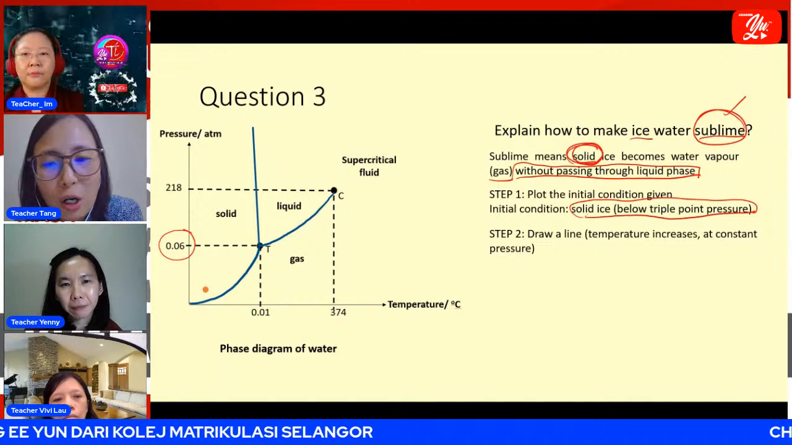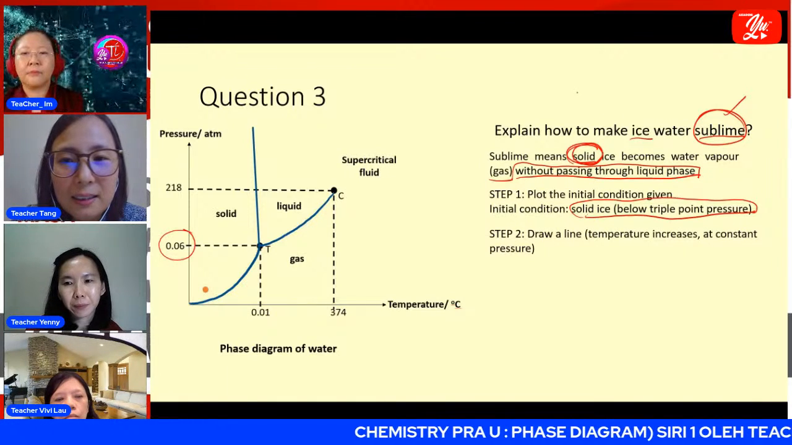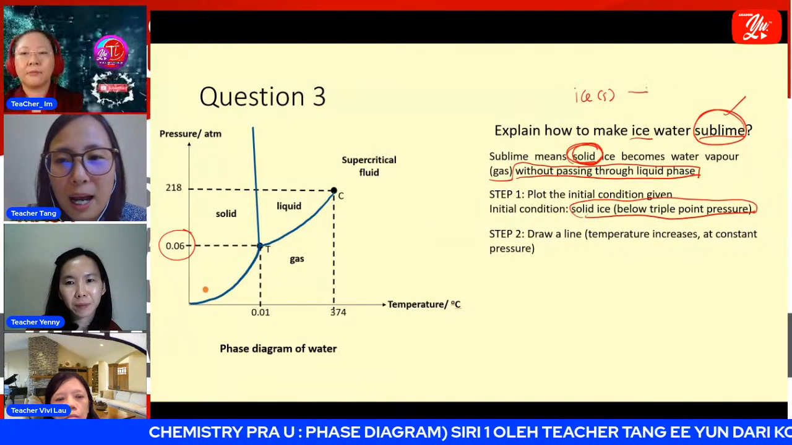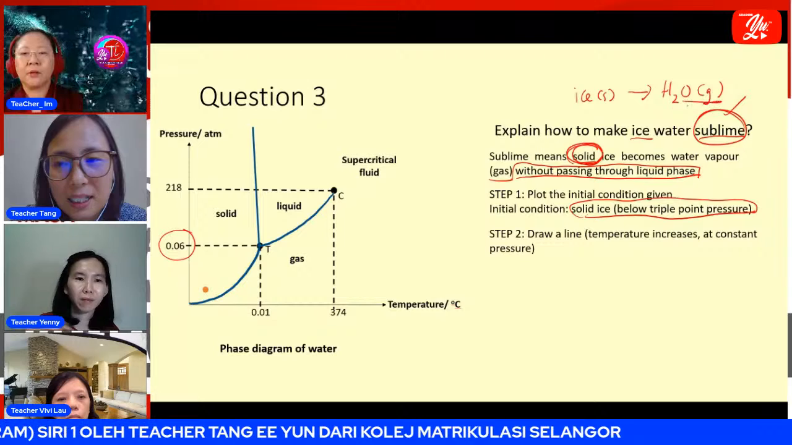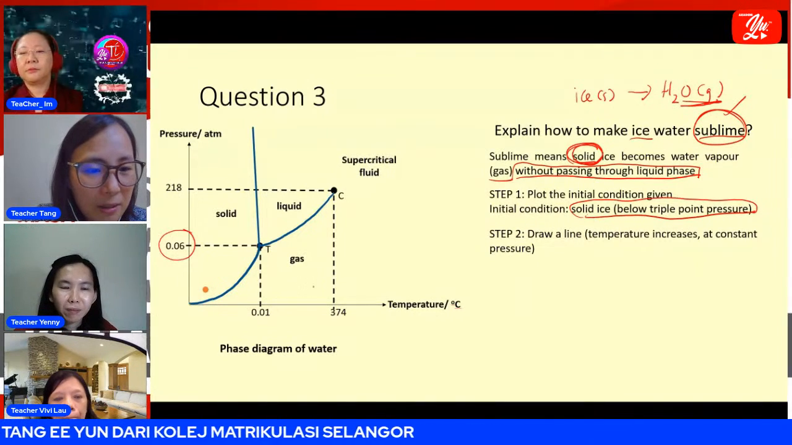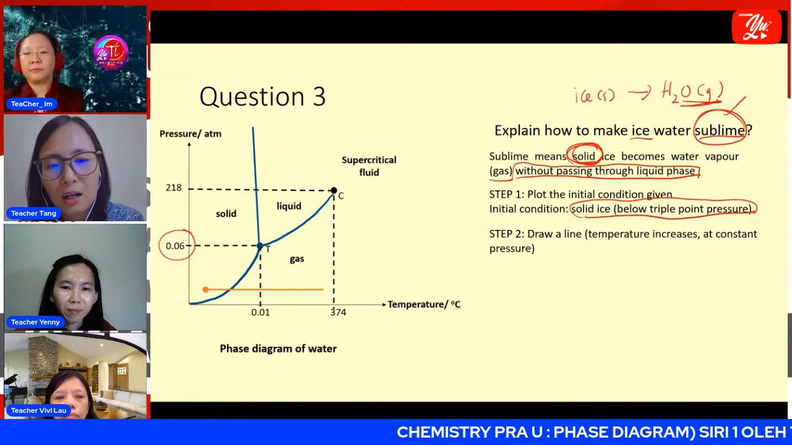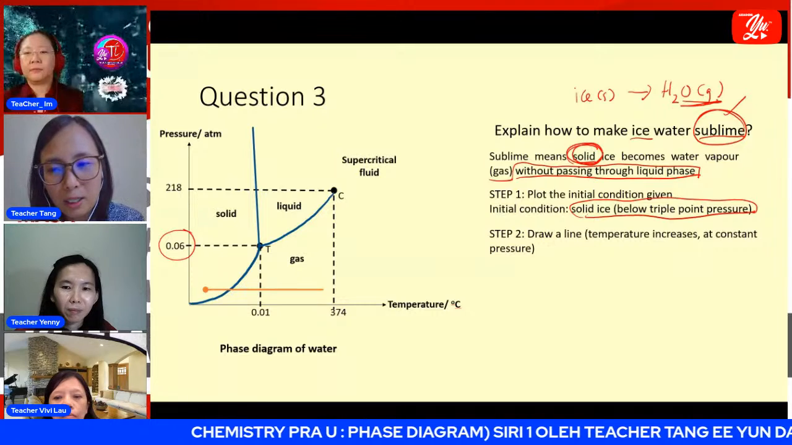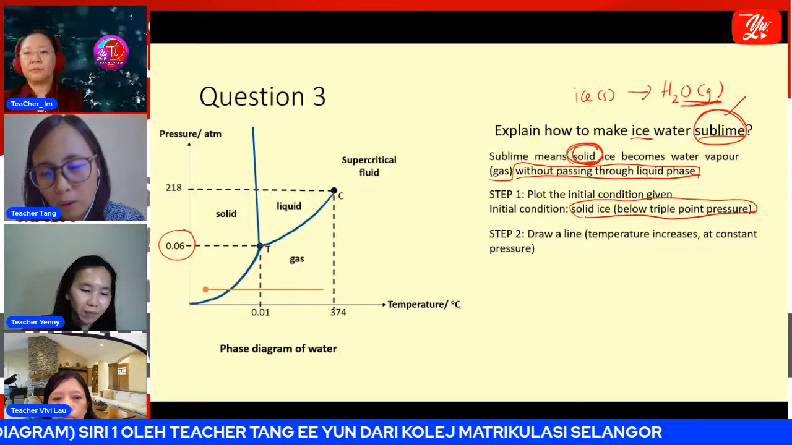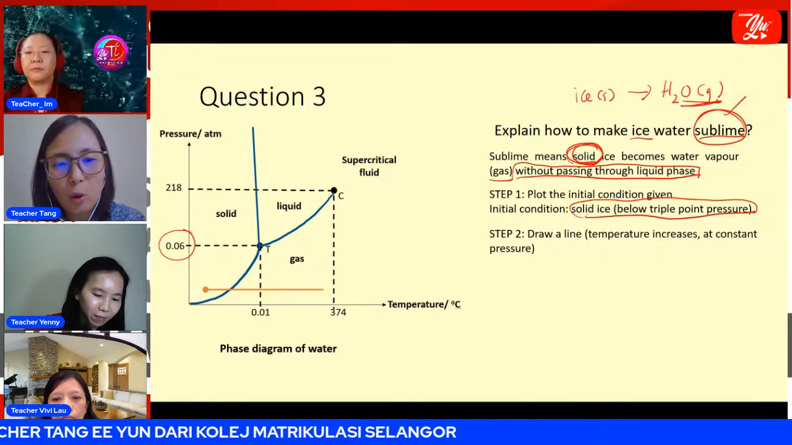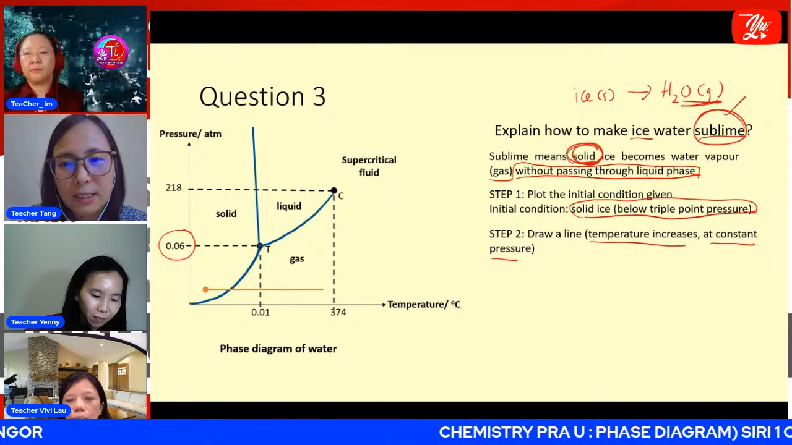Then step number 2, you need to draw the line. Remember the question says you want the solid ice to become water vapor gas. So solid ice becomes gas. So that means you need to draw a horizontal line to the right, in order for the solid ice to sublime and become water vapor. And this line basically represents constant pressure but temperature increases.